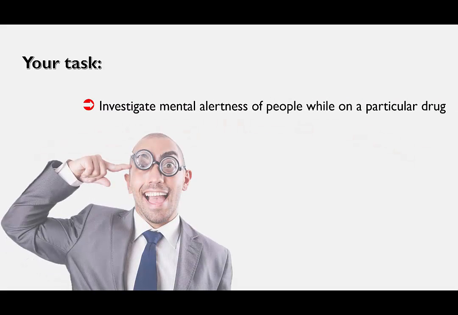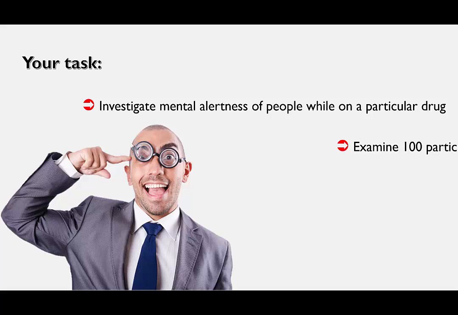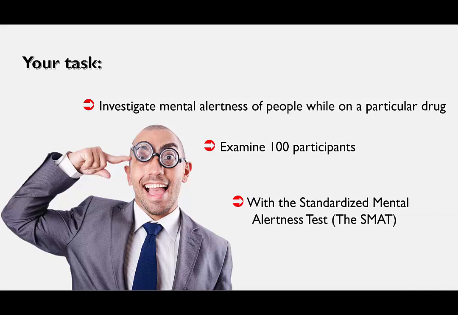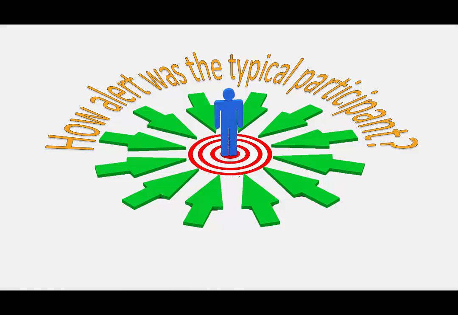So imagine you've been asked to look at people's mental alertness while on a particular drug. You run 100 participants on the SMAT, the Standardized Mental Alertness Test, and now you're faced with figuring out what all this data that you've collected means. A couple things you might want to know about these test scores are: how alert was the typical participant?